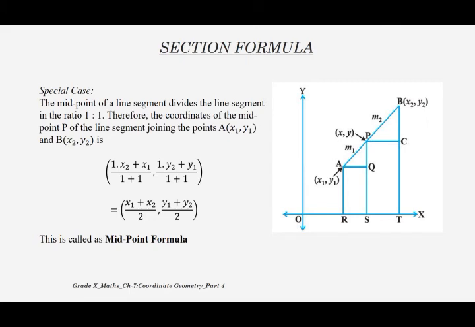Now we move on to the special case of the section formula. That is, if P is a midpoint. So it will divide the line segment in the ratio 1 is to 1. So wherever m1 and m2, we'll substitute 1 and we get a very simple formula (x1 plus x2) by 2, (y1 plus y2) by 2. It is commonly known as the midpoint formula.